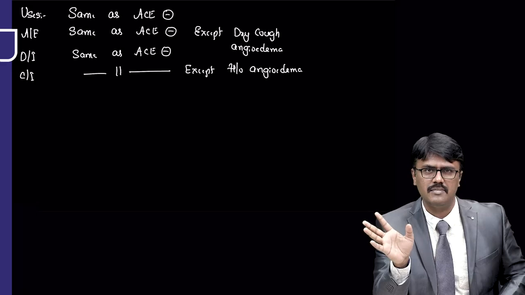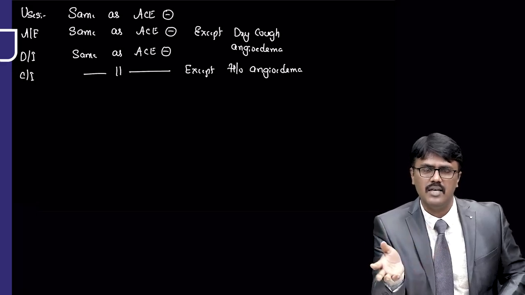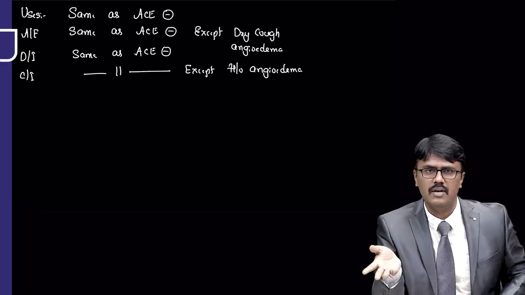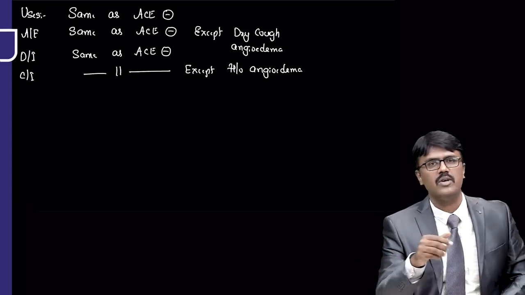Both are contraindicated. The other drugs which block this pathway are beta blockers, the renin inhibitor aliskiren, and the diuretic spironolactone. So that is about drugs affecting the RAS pathway.